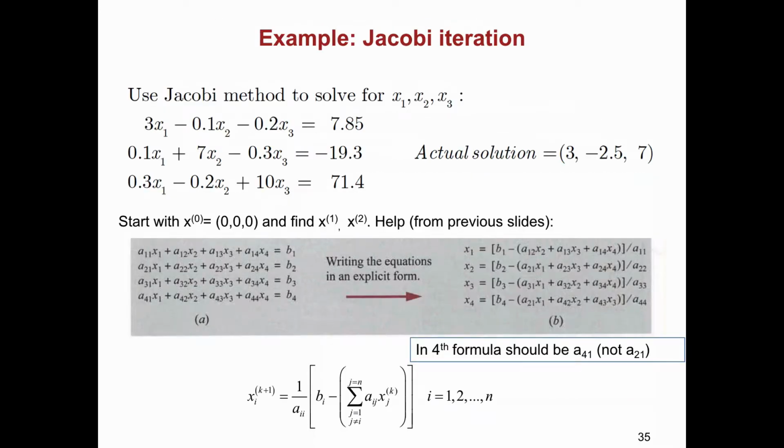So let's see. My 3, that's my diagonal element, is larger than 0.1 plus 0.2. Is it? Is 3 larger than 0.1 plus 0.2? Yes. 7, which is the next diagonal element, has to be larger than 0.1 plus 0.3. Is 7 larger than 0.4? Good job. And then 10 is larger than 0.3 plus 0.2. Same here. 10 is larger than 0.5. Okay? So for this system, it's going to work.